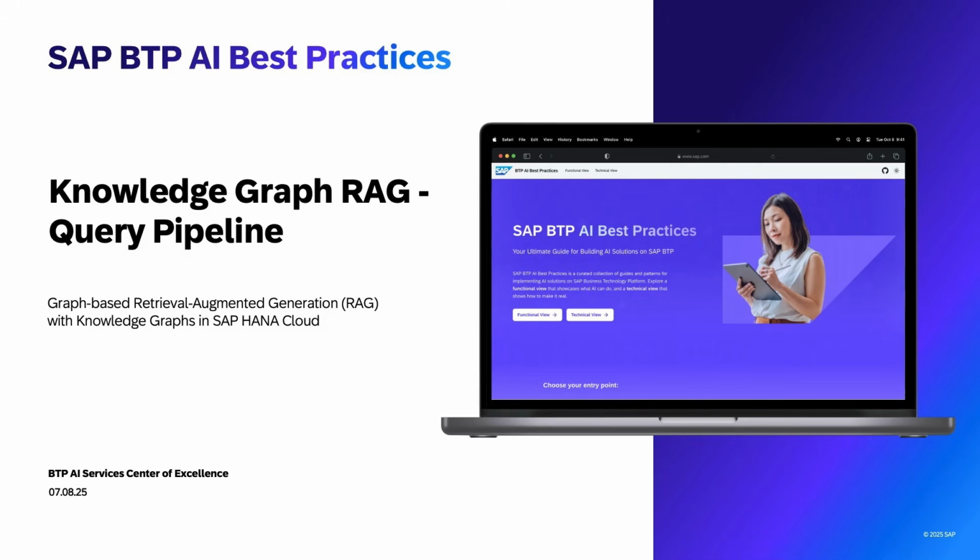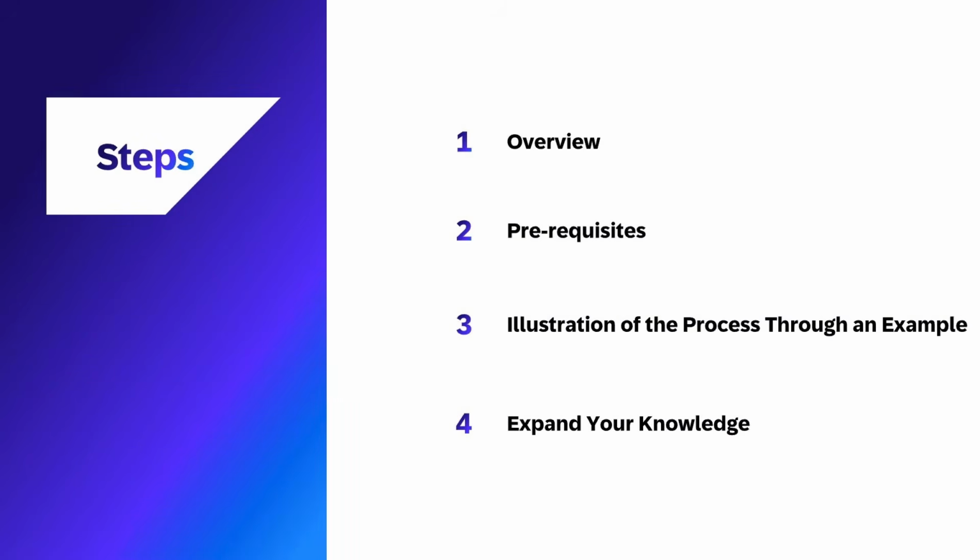In this session, we'll cover knowledge graph-powered retrieval augmented generation and walk through the key design patterns for building explainable, business-aligned generative AI solutions on SAP HANA Cloud. We'll walk through practical approaches for using SAP HANA Cloud knowledge graphs to answer complex business questions with accuracy, transparency, and speed. This best practice guide is part of the SAP BTP AI Best Practice Initiative.